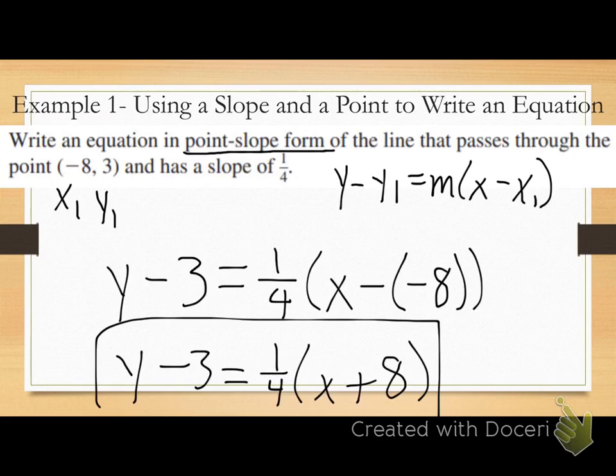Any questions about that? Yes? So that's the answer? Yep, because it wants an equation in point-slope form. Oh, I thought you just started solving it. Nope. Is that in point-slope form? Yep. And it's a line that goes through (-8, 3) and has a slope of 1/4. So that's all I have to do. That's why I want you to pay attention to the directions very carefully, so that you know what form it wants it in. Can I move on?